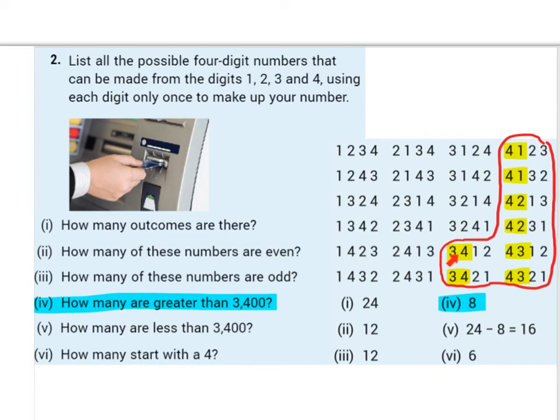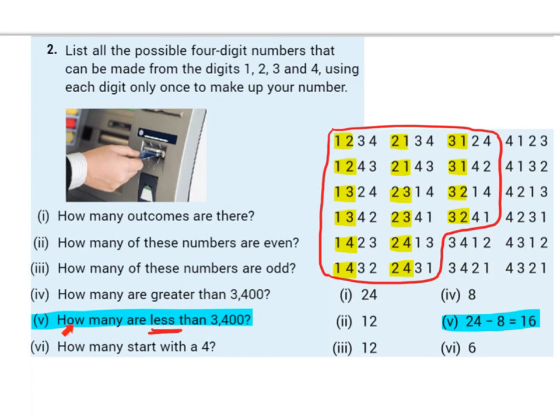Next one, 3,412. Well, that's definitely greater than 3,400. Then 3,421. That is also greater than 3,400. And then all the ones at the end, they all start with a 4, which means they're all 4,000 and something. So these are all definitely greater than 3,400. So there's 1, 2, 3, 4, 5, 6, 7, 8. There are 8 numbers that are greater than 3,400.